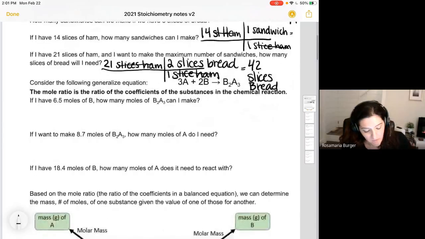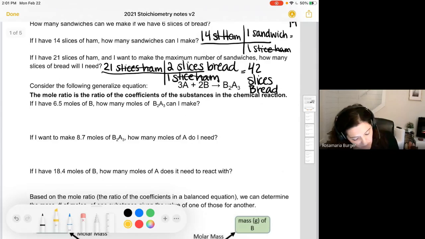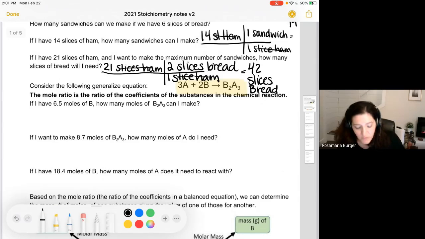So we're going to use a chemical reaction, and I'm going to highlight it here because it's a little hard to see. There we go. 3 moles of A and 2 moles of B gives you 1 mole of B2A3. So what we did with the example of the sandwiches without realizing it is that we used the ratios of the items to predict how much of the other things we would need.